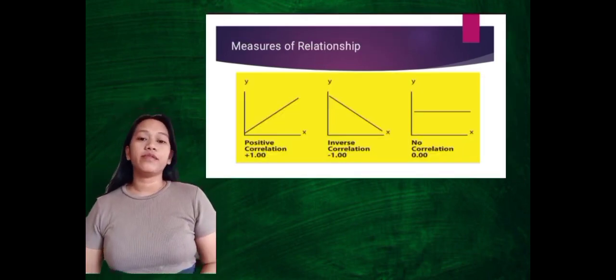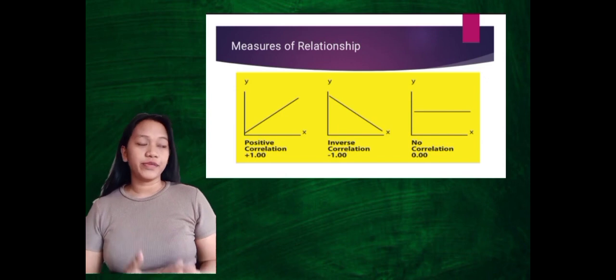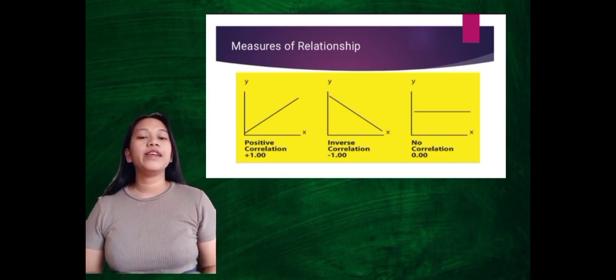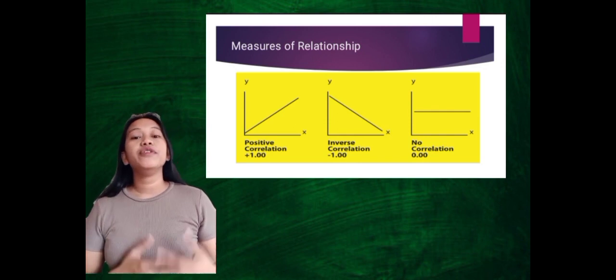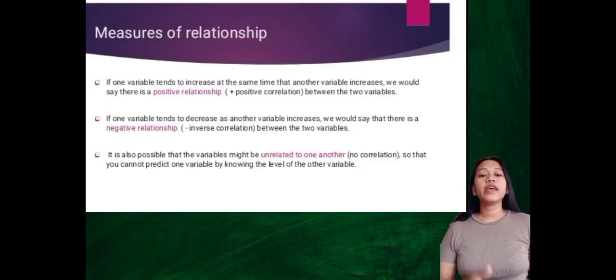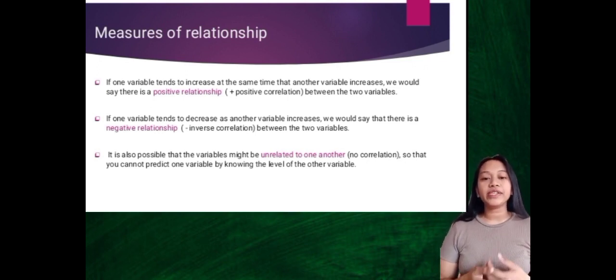So here are the examples of the measurements of relationship. The positive relationship, the negative relationship or inverse correlation, and no correlation. So if one variable tends to increase at the same time that another variable increases, there is a positive relationship between two variables. If one variable tends to decrease as another variable increases, we would say there is a negative relationship between the two variables. It is also possible that the variables might be unrelated to one another, so that there is no predictable change in one variable based on knowing about the changes of the other variable.